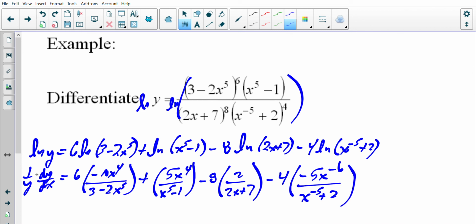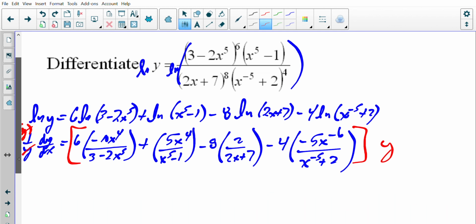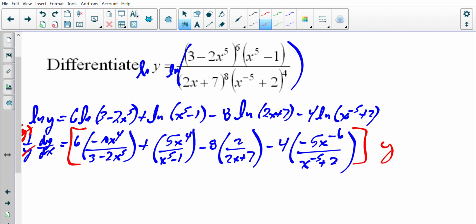Now to get dy dx, I would have to multiply both sides by y. Right, that would get rid of that for me here. That would mean I'd have to put this whole right side in brackets times the letter y. And where's my, oops, here. This is my y.